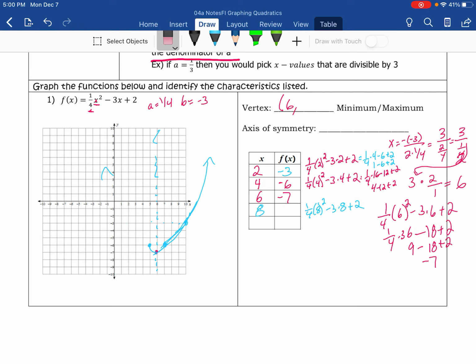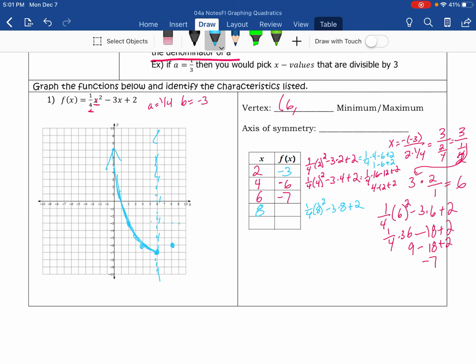oh, I put this point in the wrong spot. I am so sorry, guys. This is so dumb. I knew I did something wrong. Okay, so this is 6, negative 7, 4, negative 6. There we go. That looks right, 4, negative 6. There we are. I apologize. And 2, negative 3. I knew that looked funky. I'm sorry. There we go.